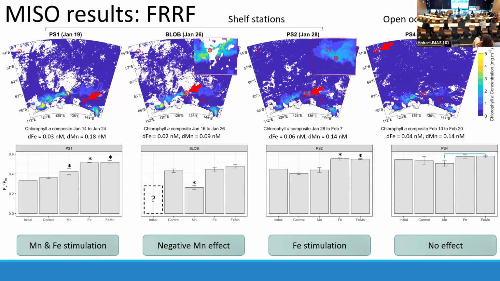Then process station 2, we observe an increase in FVFM under iron addition, which is a typical sign that when we added iron, we relieved iron stress. And again, not much happened at process station 4 because we had no increase of FVFM compared to the control.